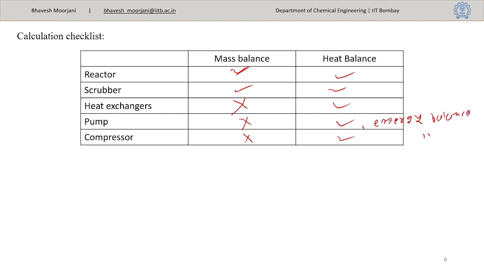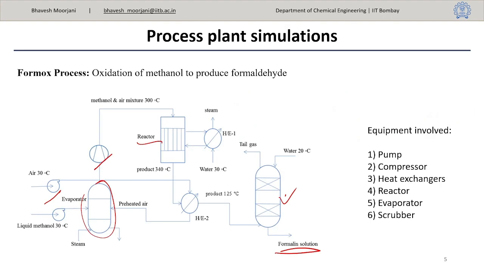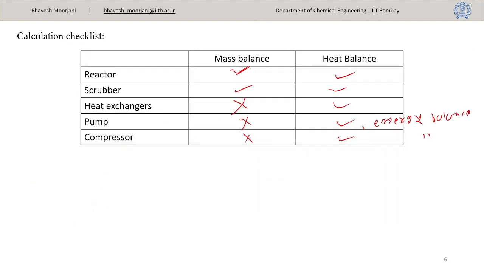So if I want to simulate a process, let's say I want a production of formalin solution around 10 ton per day, then if I want to know how much raw material will be needed, how much plant utility will be needed, I will be doing mass and energy balance across all these components, and then I will calculate how much energy is required for pump, how much energy is required for compressor, or how much scrubber water intake is required, right?